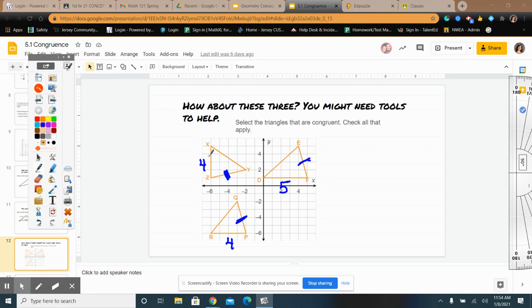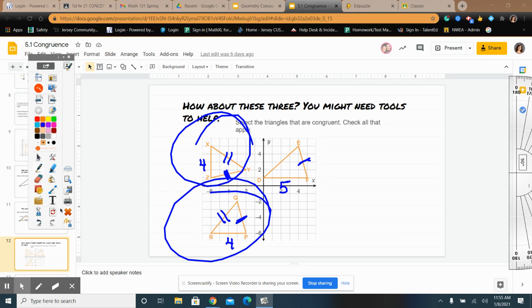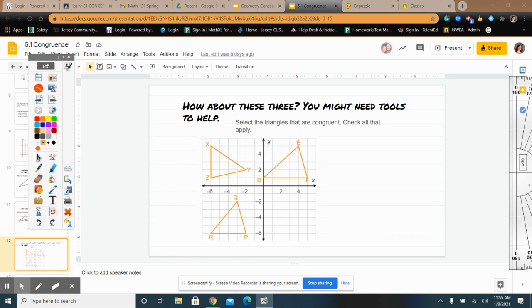This one goes down 1, 2, 3 over 1, 2, 3, 4, 3 and 4. 1, 2, 3, 1, 2, 3, 4. So those two are equal. This one is 1, 2, 3, 4, 1, 2, 3, 4. So that's not equal. So these are the two that are congruent. Or you could get out a ruler and measure, but it's way easier when they give you the information.